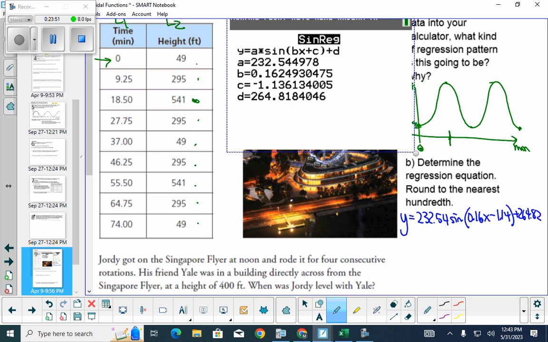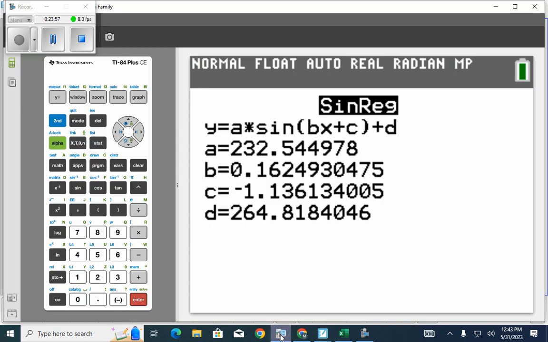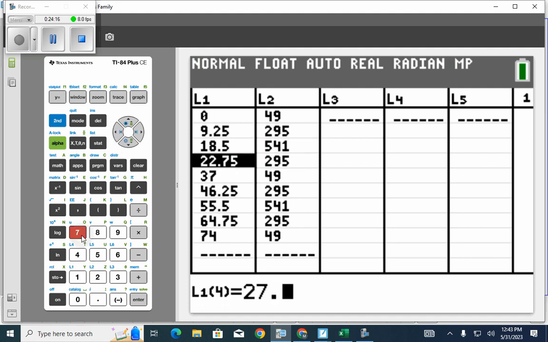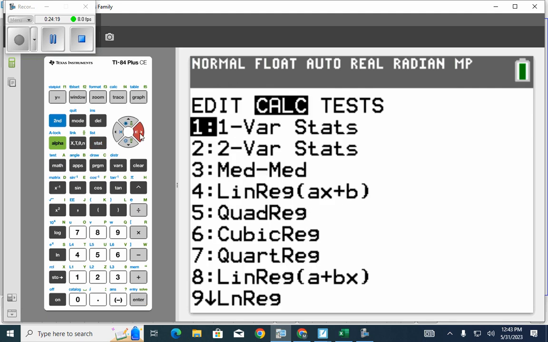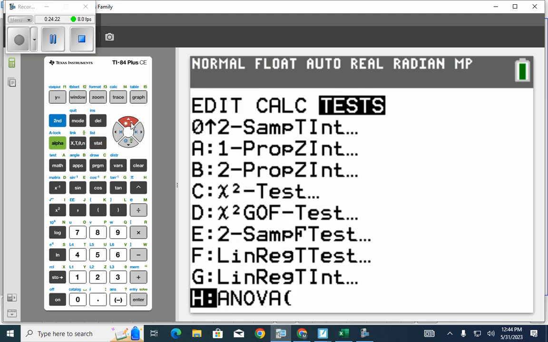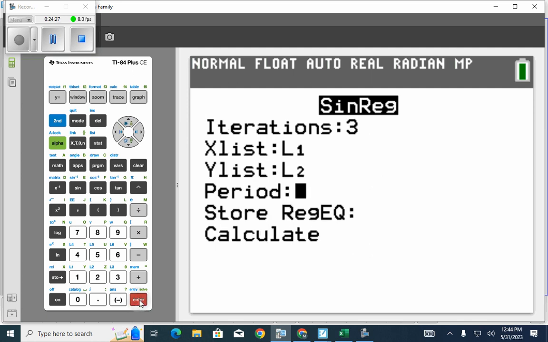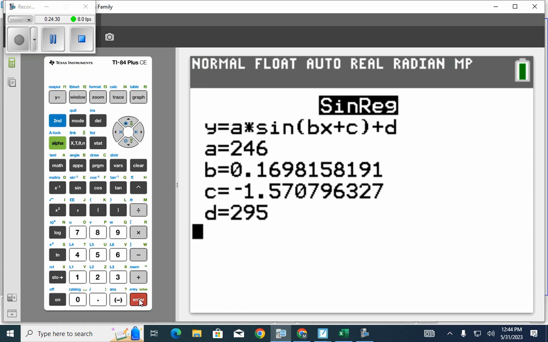okay, is mine wrong? Okay, so I've punched something in wrong here. Let me just go back to number 1. 125, 49, 295, 295, 49. Thank you. Good eye.